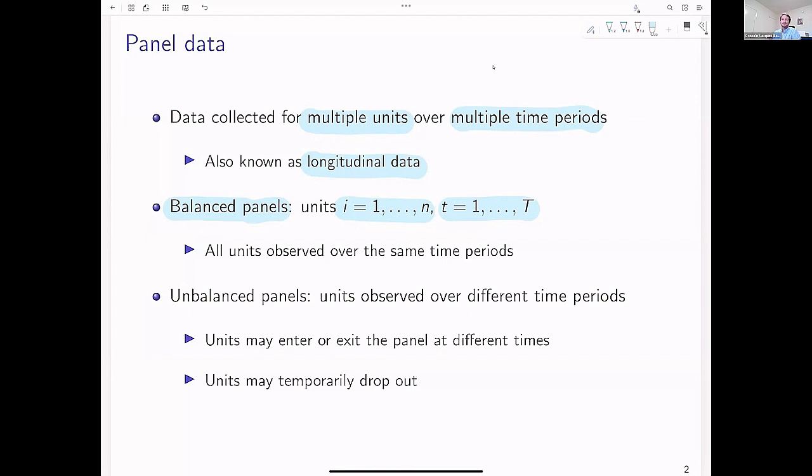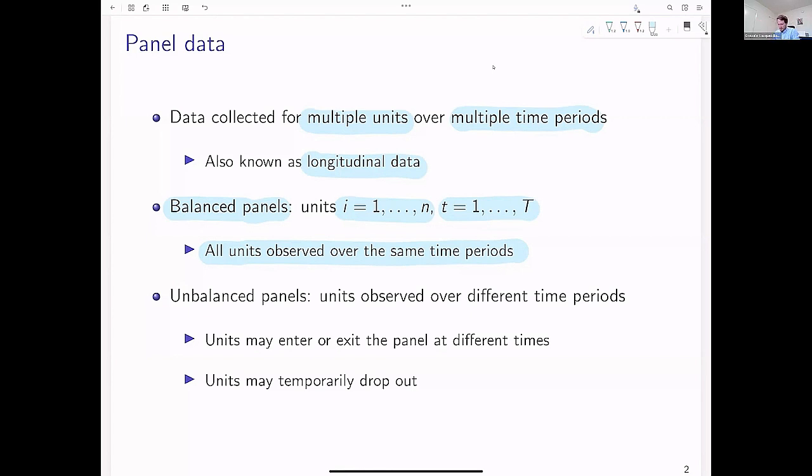And so in a balanced panel, all the units that we observe are observed over the same time periods. For example, maybe we have a bunch of surveys in 2010, 11, 12, 13, 14, where we follow counties. And so we have information for all the counties in all these time periods. That's what we call a balanced panel. So basically a rectangular structure. We see all the counties over all the time periods.